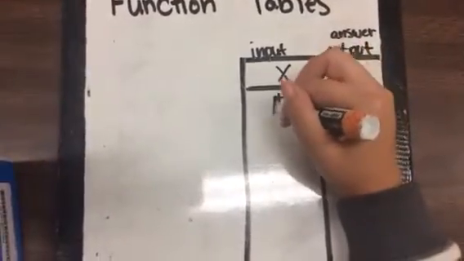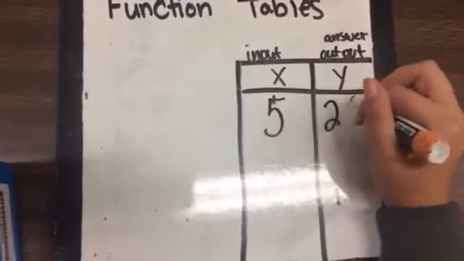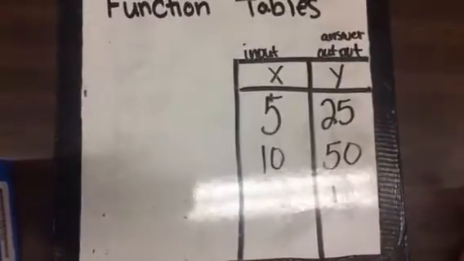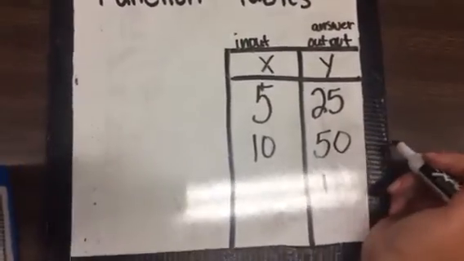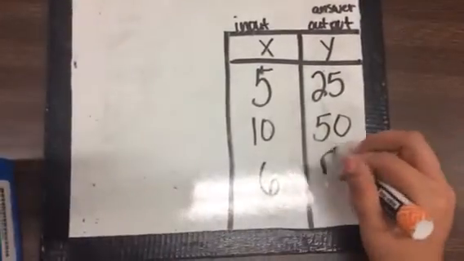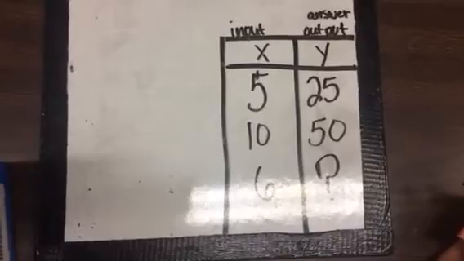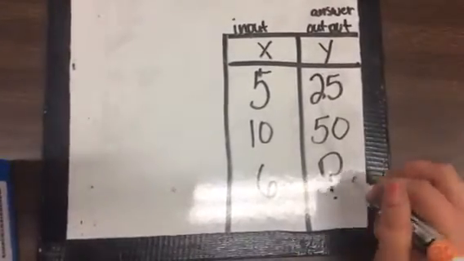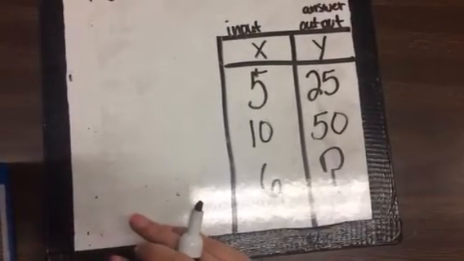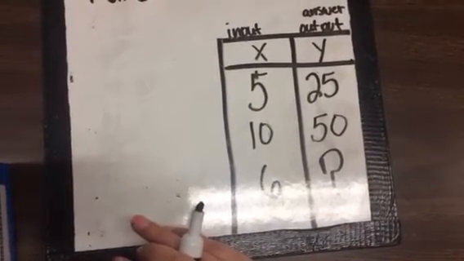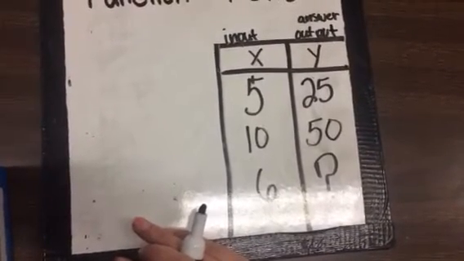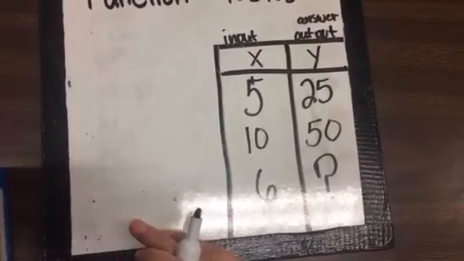So I'm going to put in 5 and out comes 25. I'm going to put in 10 and out comes 50. I'm going to put in 6. Can you write the number that is going to be y if I put in 6, and write the rule? I'm going to give this a couple seconds and I want you to pause it so you don't know the answer. So pause it now. No, I mean really, pause it now. Don't play it again until you're ready for the answer.